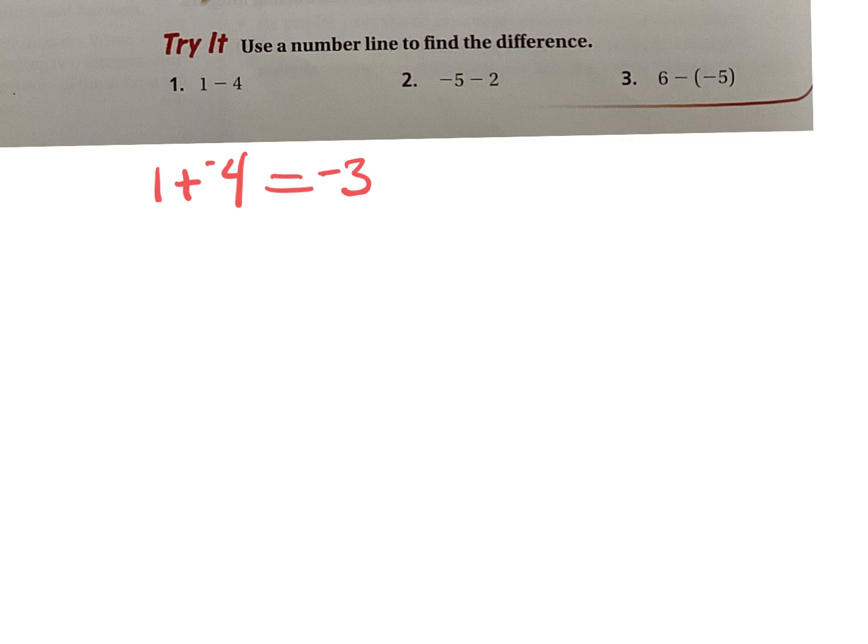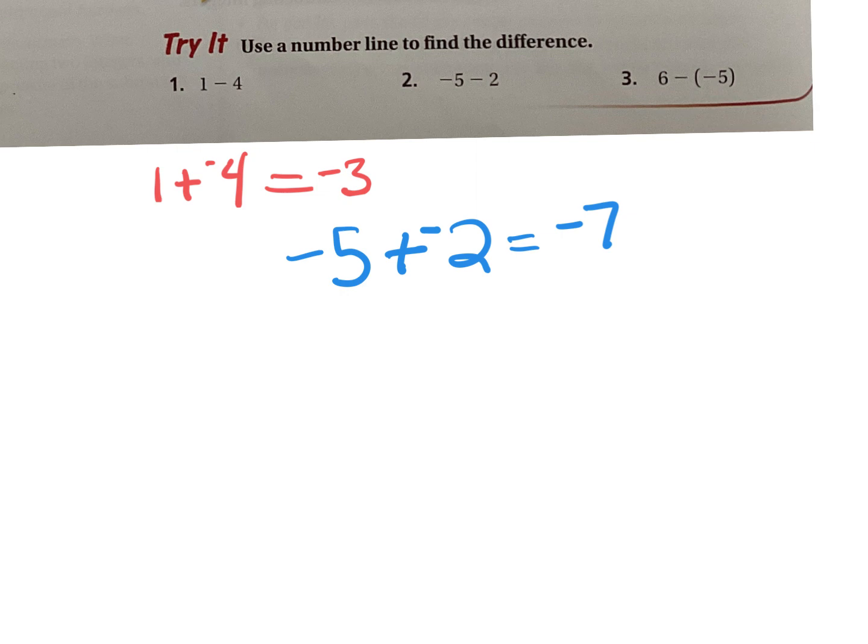All right. Let's do number 2. Negative 5 minus 2. When I get something like this, I definitely am going to add the opposite. So now I have a negative 5 plus a negative 2. Because it's the same sign, I just do it like it is. Negative 5 plus negative 2 gets me a negative 7.